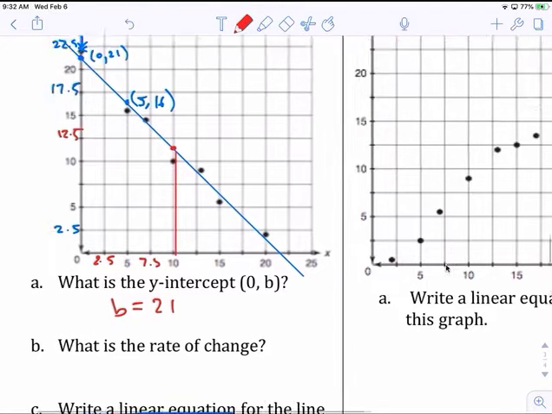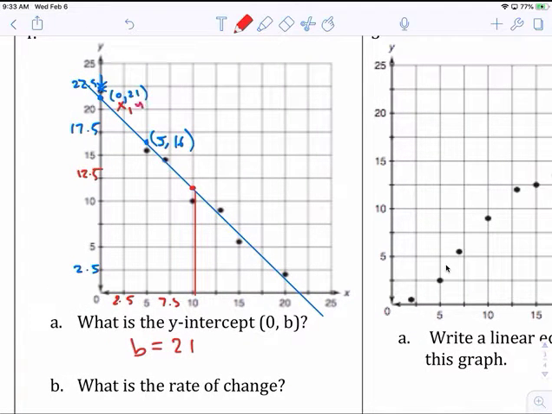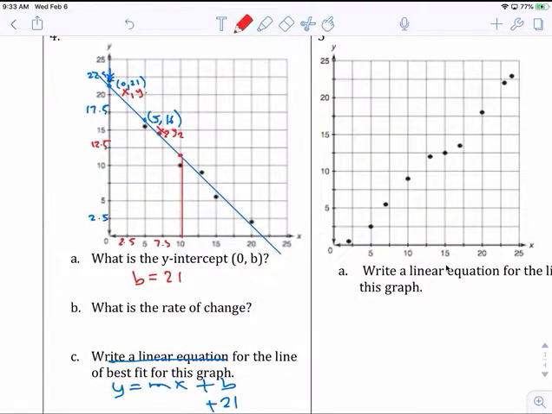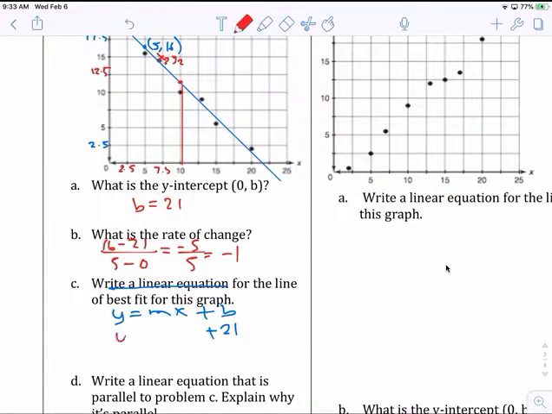B is 21. The rate of change, I'm going to use these two, x sub 1, y sub 1, x sub 2, y sub 2. So you know how to find the rate of change. You're rated 16 minus 21 over 5 minus 0. So this is negative 5 over 5, which is negative 1. So my rate of change happens to be negative 1x plus 21.